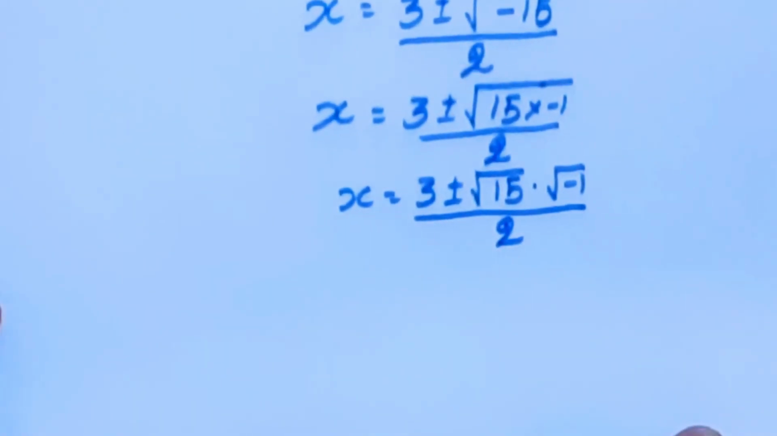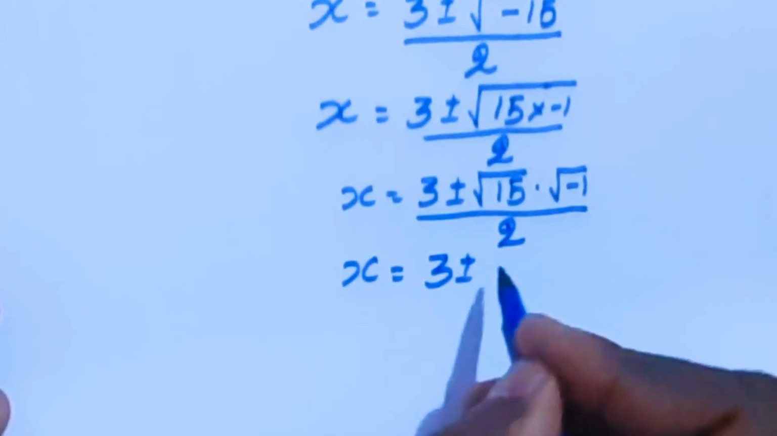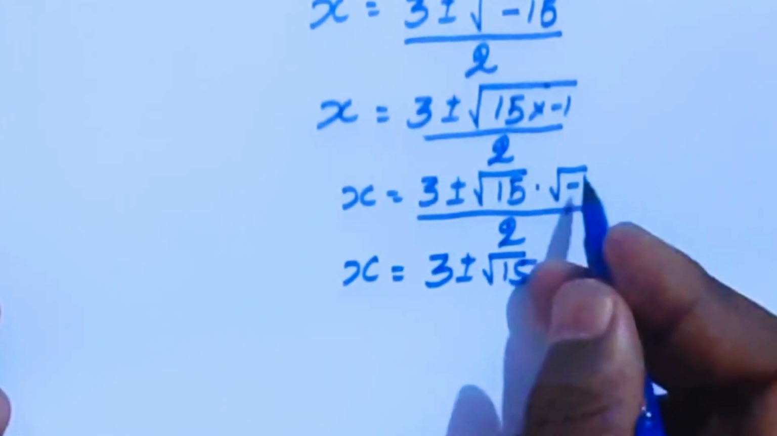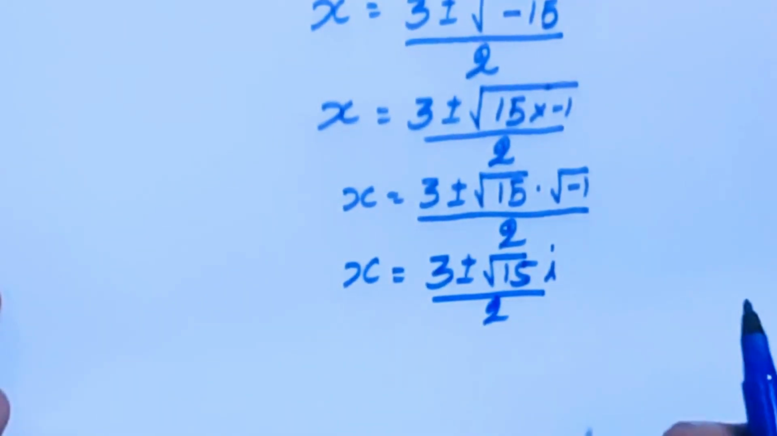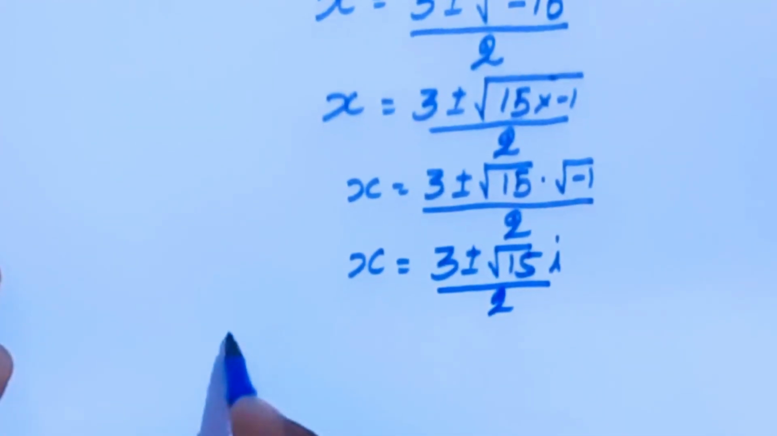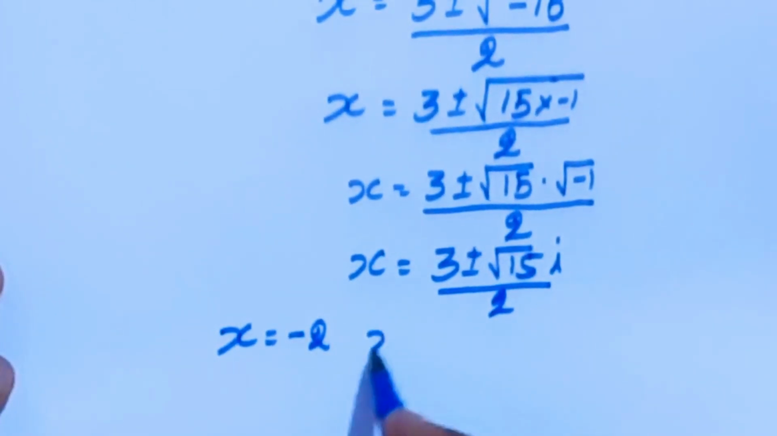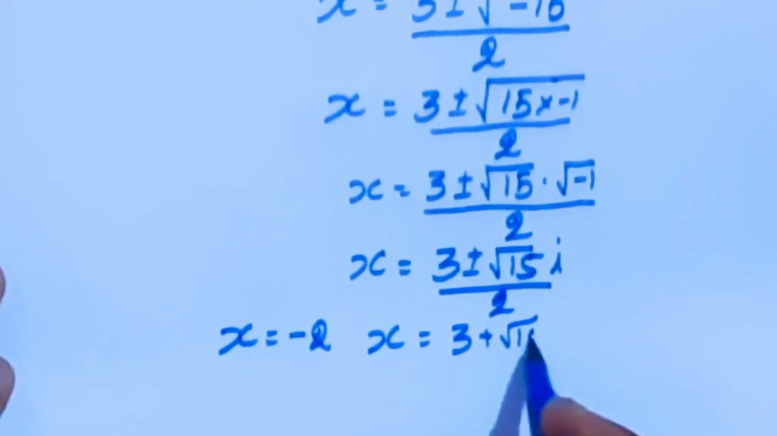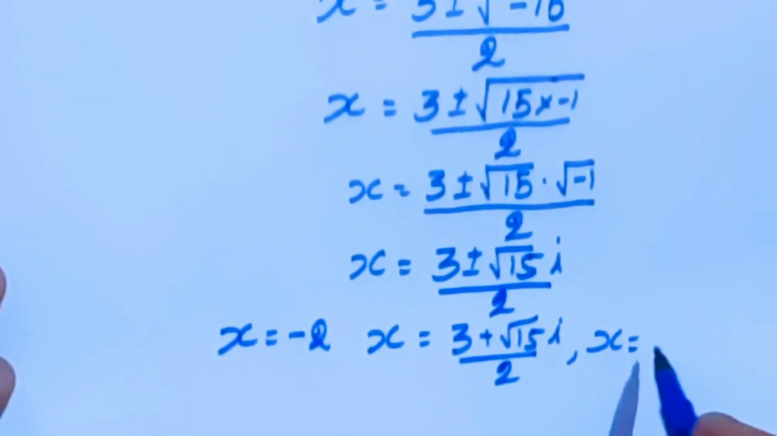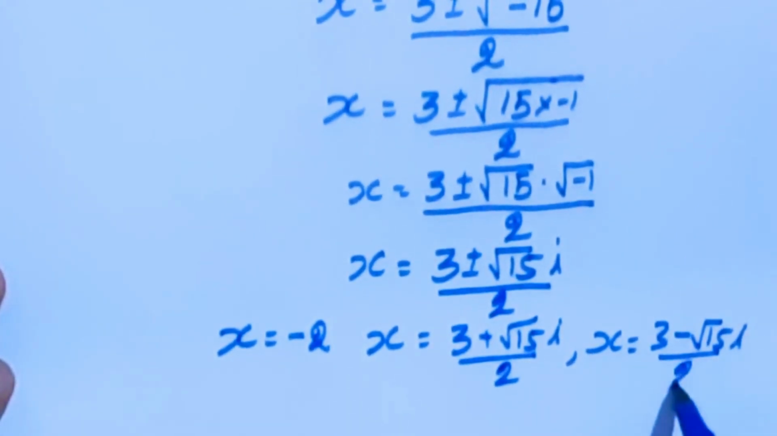So x = 3 ± square root of 15, this square root of -1 is i, divided by 2. Now we have x = -2. From this, x = (3 + square root of 15 i) / 2, comma, (3 - square root of 15 i) / 2.